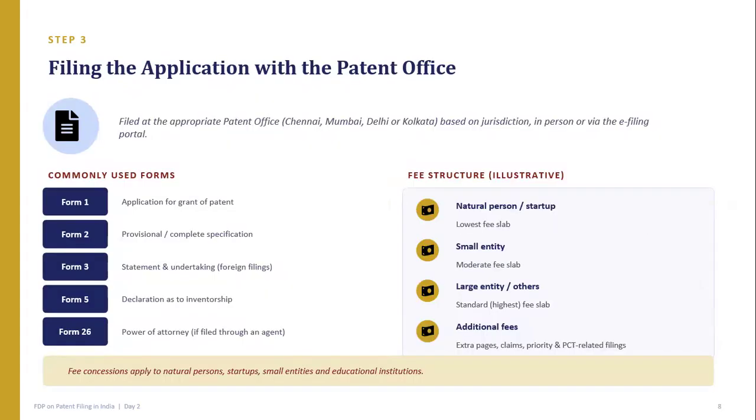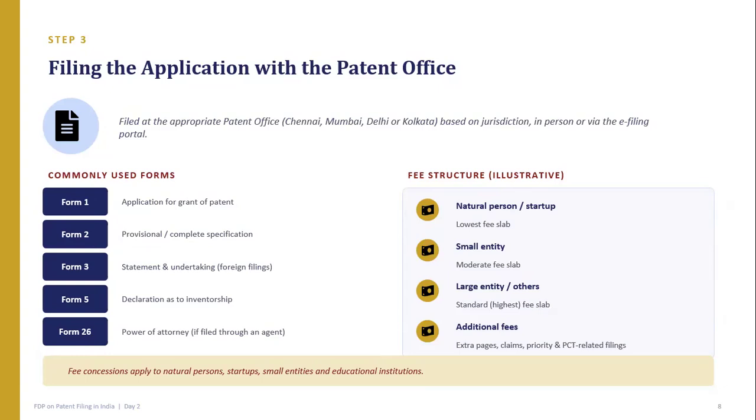The third step is filing the application with the patent office. Once the application is properly prepared, the next step is filing it with the appropriate patent office. The application may be filed with the appropriate office based on the geographical indicators like Chennai, Mumbai, Delhi, or Kolkata, either in person or through the e-filing system.